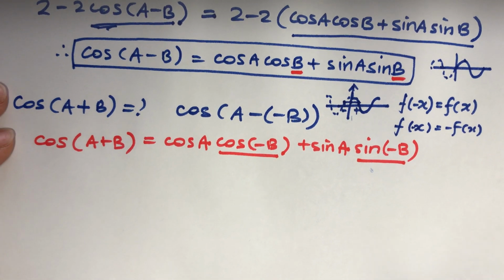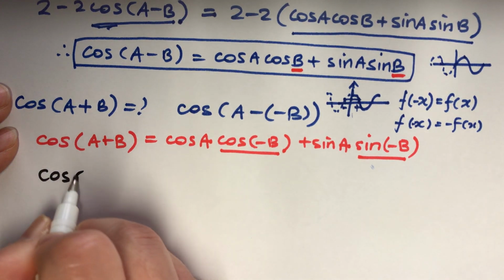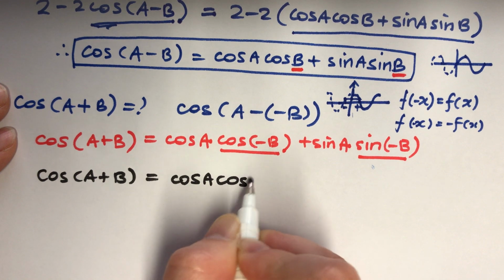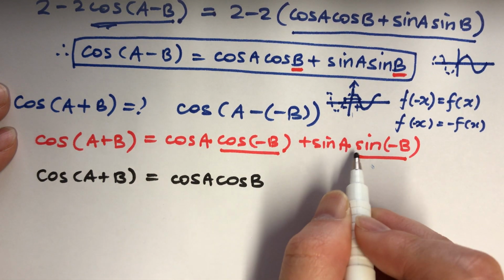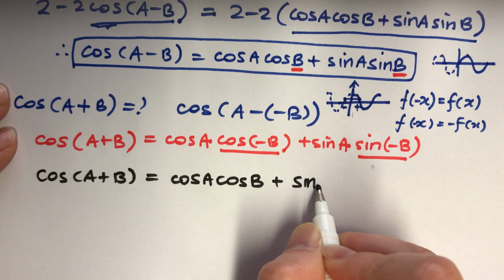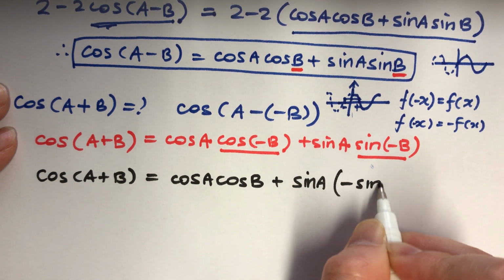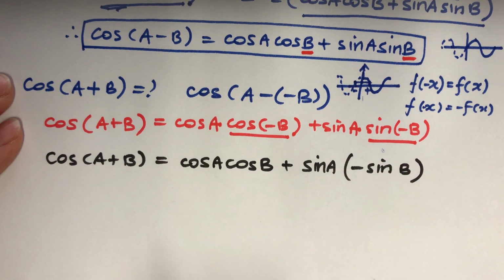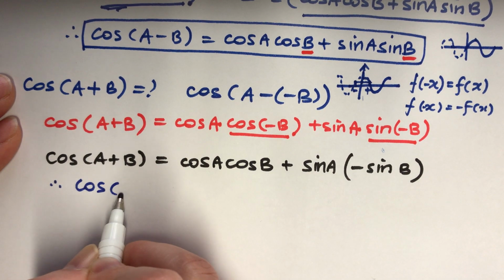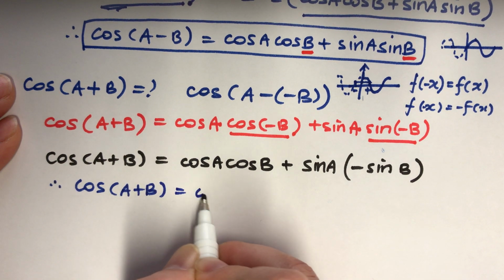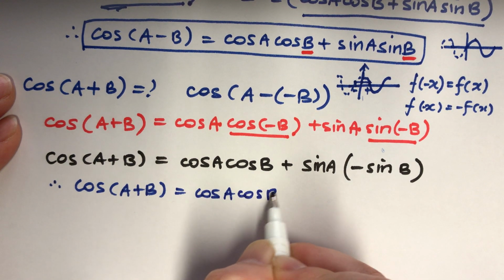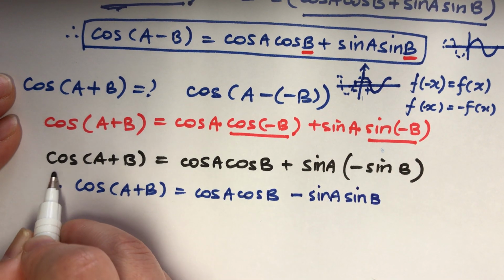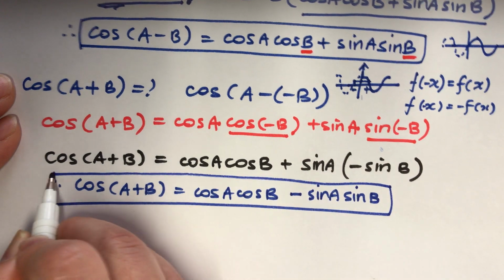So my final formula is cos A cos B, because it doesn't really matter. Now this becomes sine A times minus sine B. So this minus will go out there. So finally cos(A plus B) equals cos A cos B minus sine A sine B. So that's my formula right there.